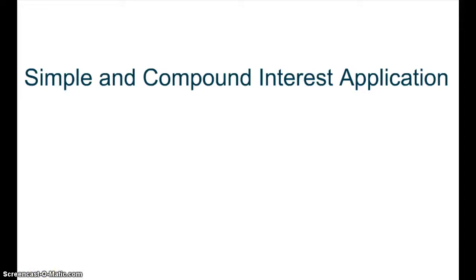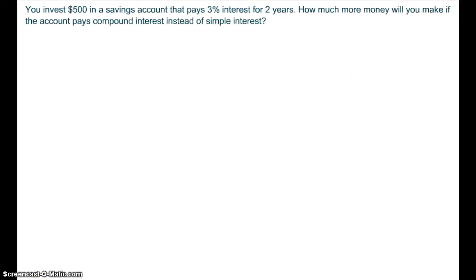Simple and compound interest application. Go ahead and pause the video and write down this problem. You invest $500 in a savings account that pays 3% interest for 2 years. $500, your principal, 3%, that's your interest rate, your time is 2 years. How much more money will you make if the account pays compound interest instead of simple interest? Write this problem down and then we'll solve it together.